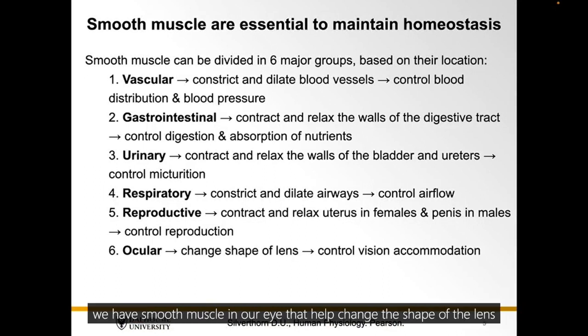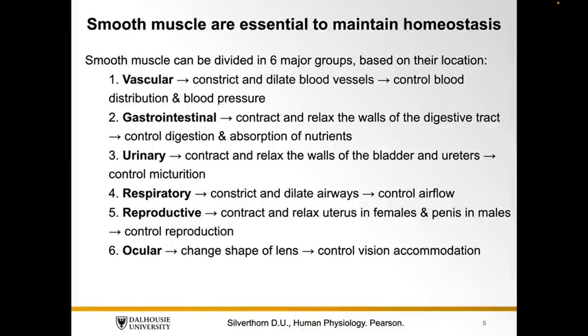And finally, we have smooth muscle in our eye that helps change the shape of the lens and therefore participates in vision accommodation. So as you can see here, we have smooth muscle in many different systems, many different tissues in our body. Now let's take a step back and think about our skeletal muscle.